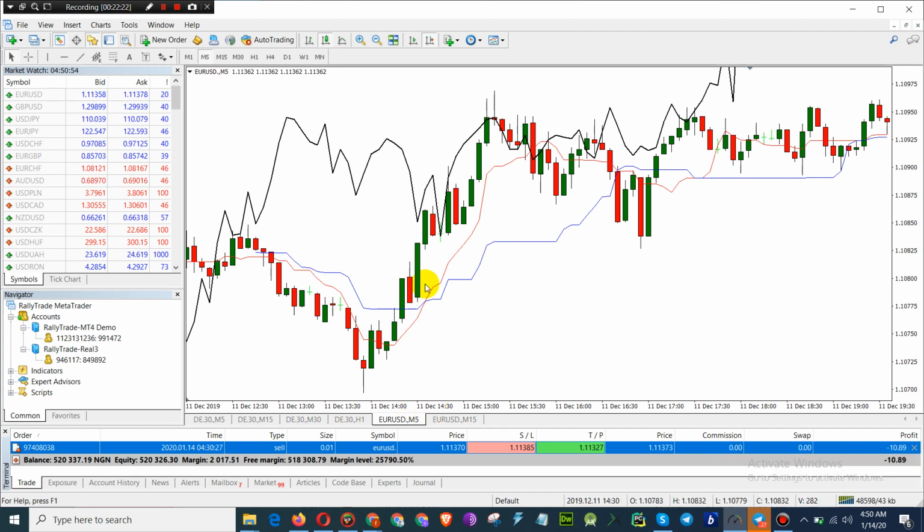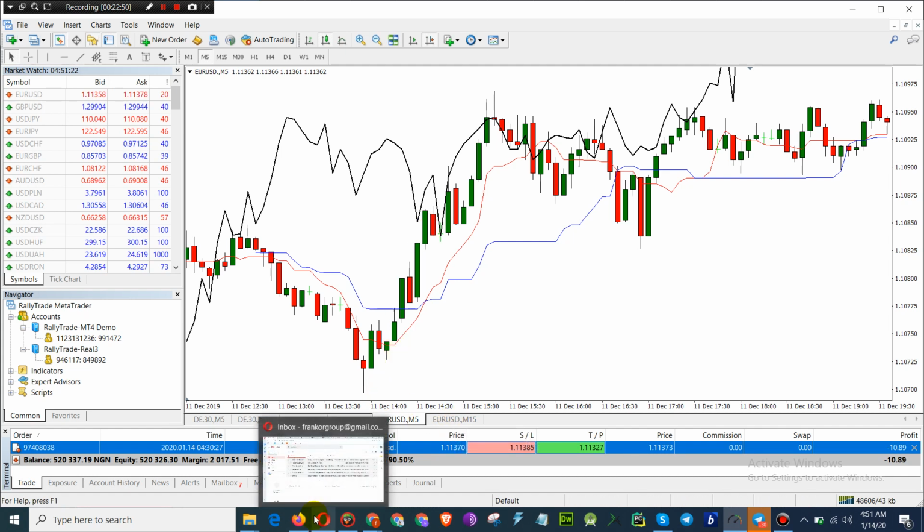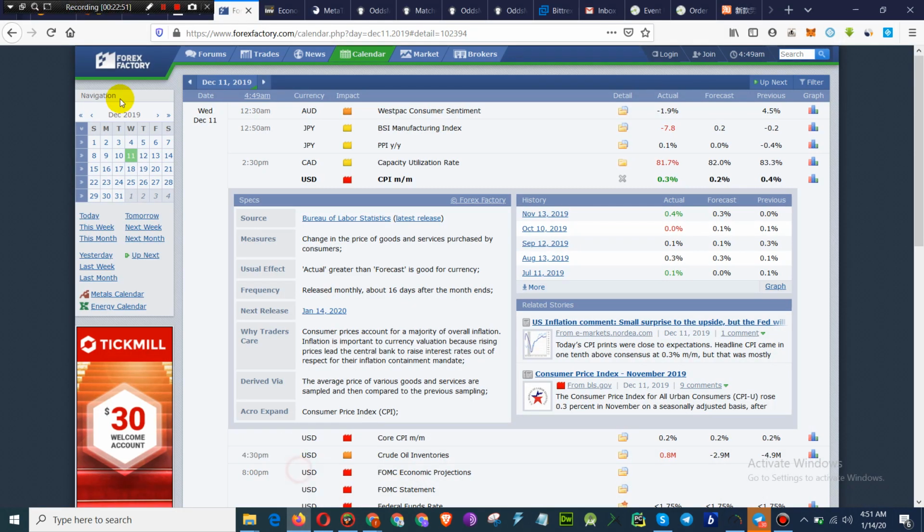Are you getting it? You can see the highness in the market. It was good for the currency, and that was why the currency was able to go high. So that's why you have to be careful of news. You might not trade news, but you must be aware of news to avoid it working against your trade. All right, so you can see it plays out. So let's go back. Let me show you.